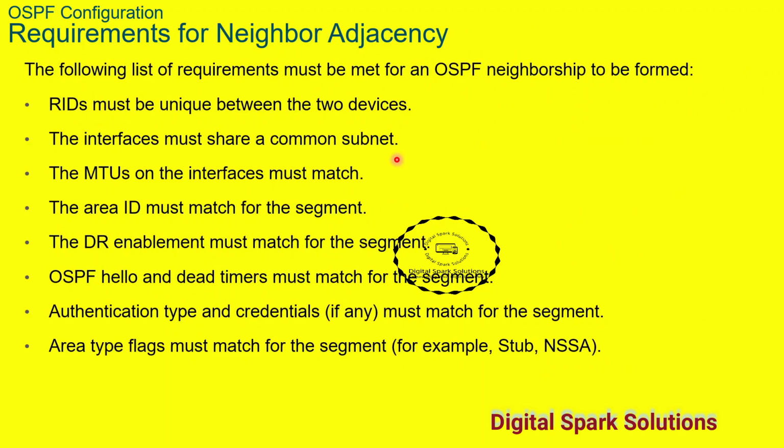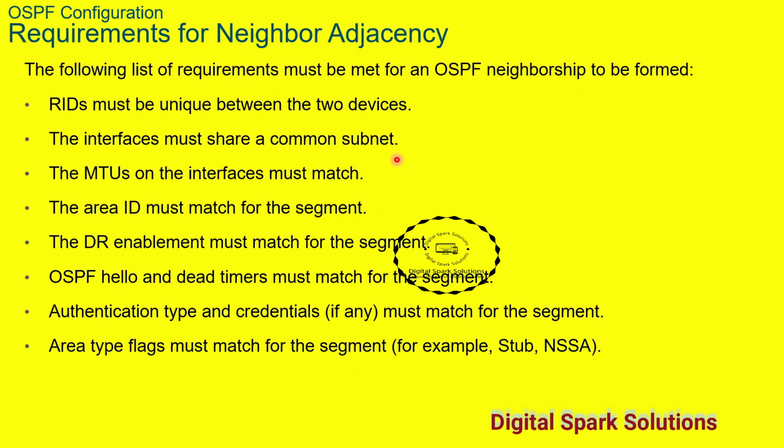So for neighbor adjacency, we need some requirements to be fulfilled. First, our router IDs must be unique between the two devices. If we are setting static router IDs, we need to make sure that two devices do not have the same router ID. The interfaces must share a common subnet. MTUs on the interface must match. If there is an MTU mismatch on the interface, the link will stay down.